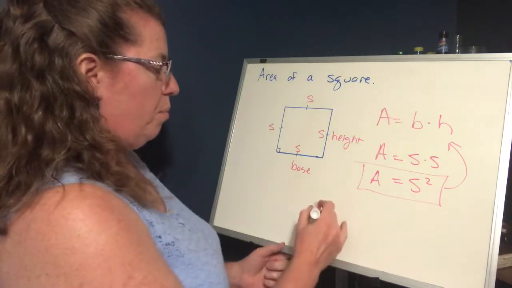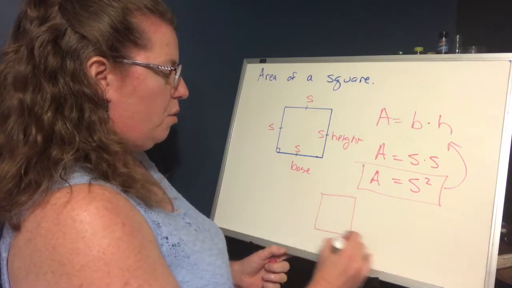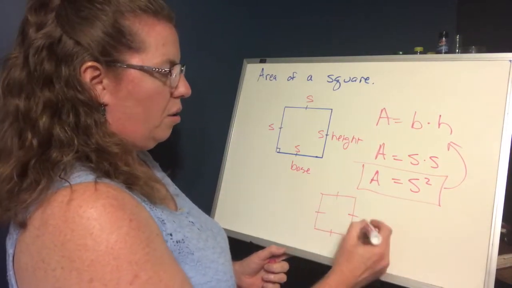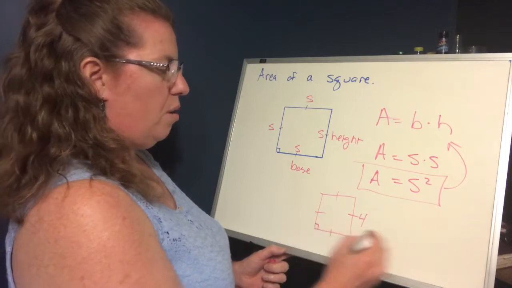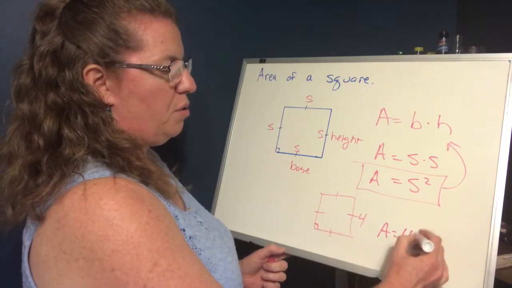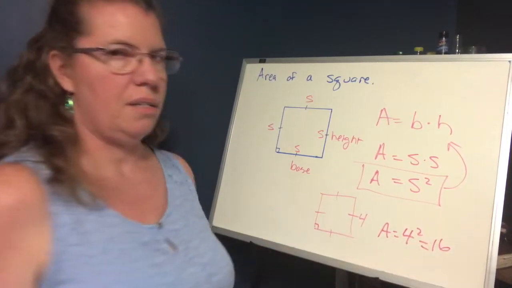Alright, so pretty straightforward. If we have a square whose sides are all 4, then we know that the area is 4 squared, or 16.